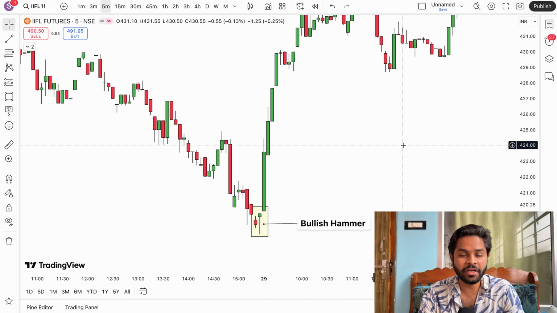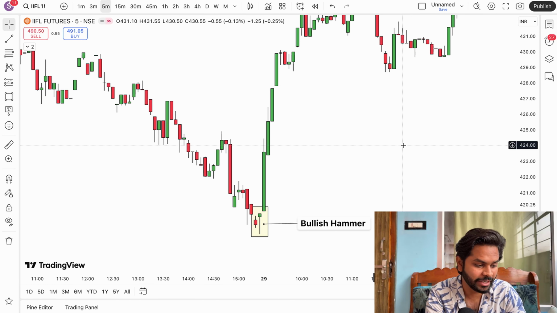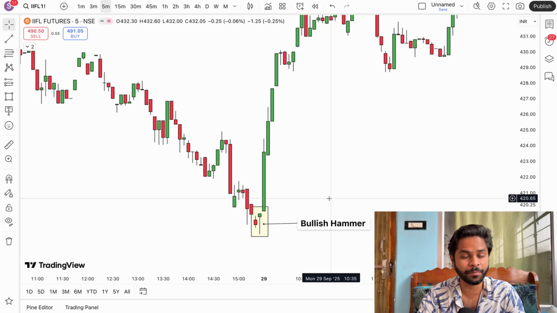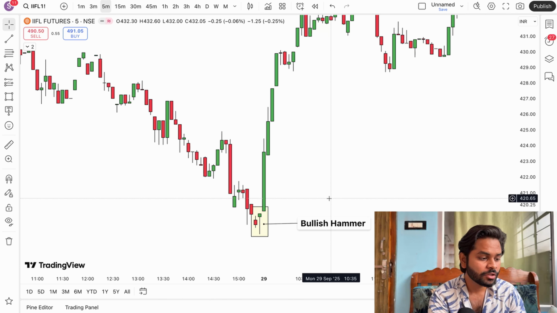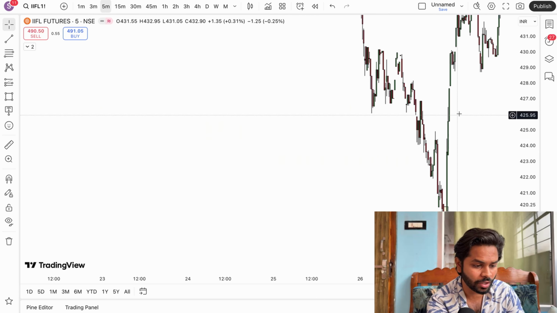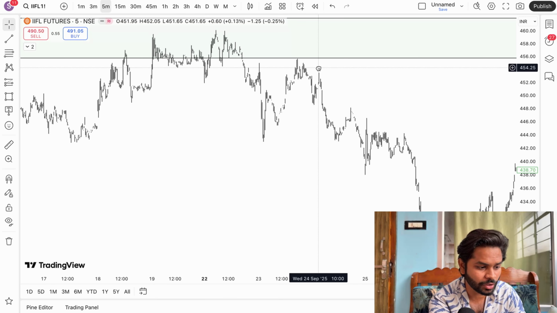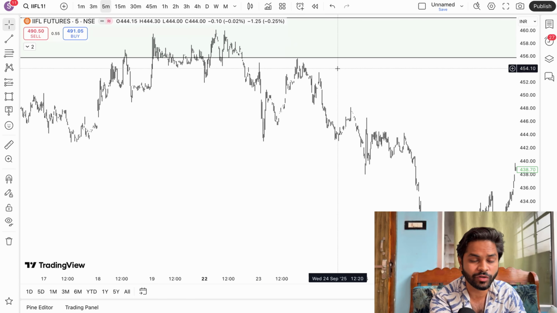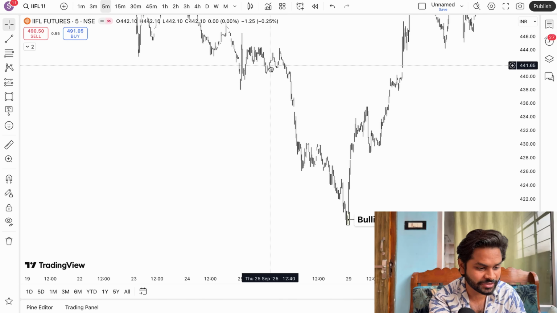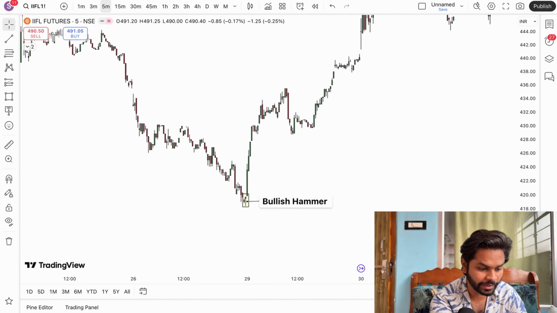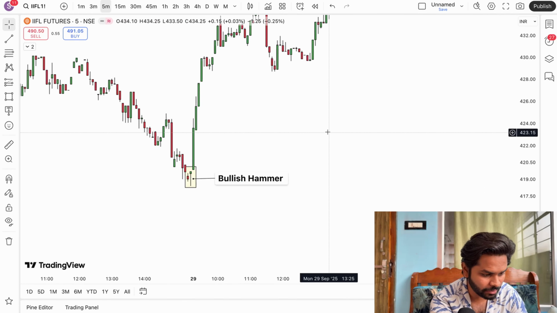So we are at my screen now, and the stock I'm going to talk about today is IFL Futures. I took this trade long back, I think on 26th September. It's been a month since I took this trade, and this is a perfect example of the strategy I'm talking about. Let's zoom out a little bit. The stock has been falling non-stop from levels close to 460. From 460, the stock came to close to 420 levels.